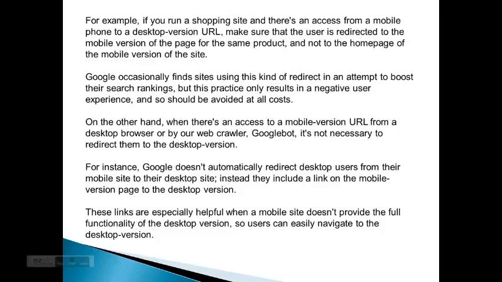On the other hand, when there's an access to a mobile version URL from a desktop browser or by a web crawler, Googlebot, it is not necessary to redirect them to the desktop version. For instance, Google doesn't automatically redirect desktop users from their mobile site to their desktop site. Instead, they include a link on the mobile version page to the desktop version. These links are especially helpful when a mobile site doesn't provide the full functionality of the desktop version, so users can easily navigate to the desktop version.